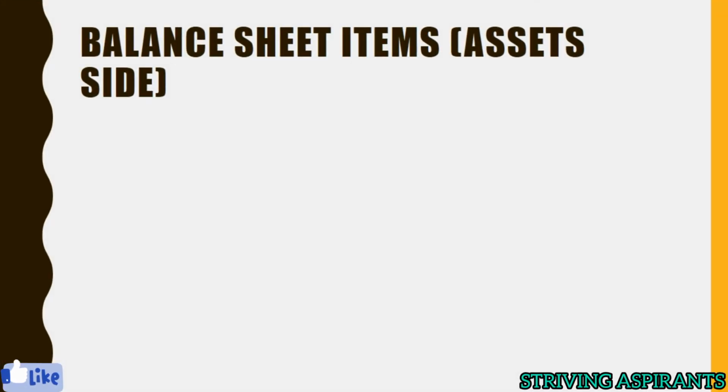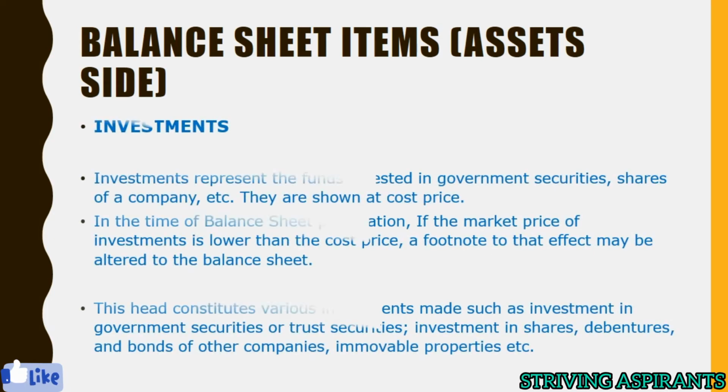Next head we show on the asset side is investments, which represents the funds invested in government securities, shares of a company, etc. They are shown at cost price, and at the time of balance sheet preparation, if the market price of the investment is lower than the cost price, then a footnote to that effect may be added in the balance sheet.